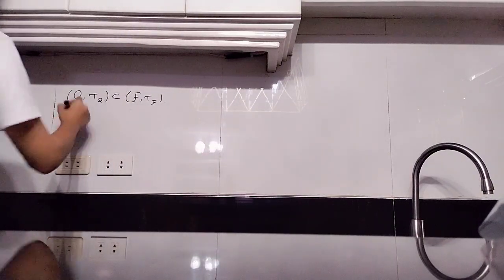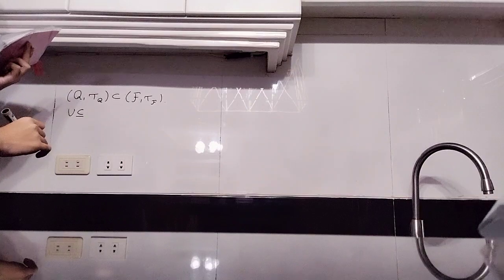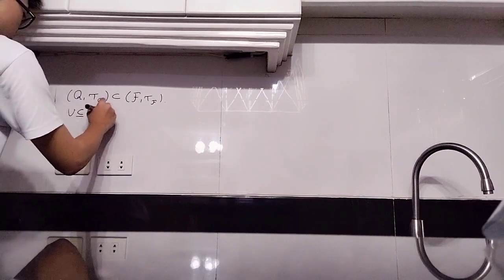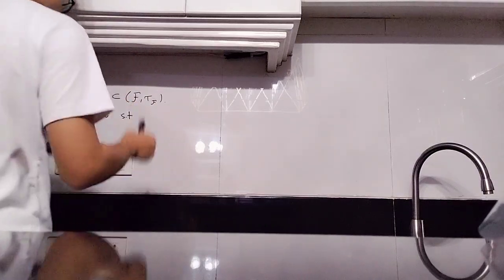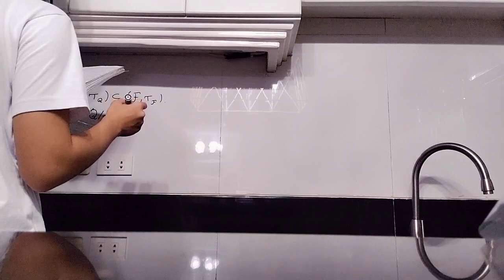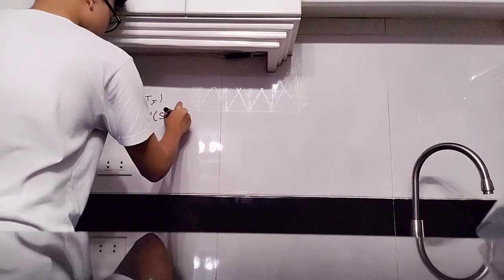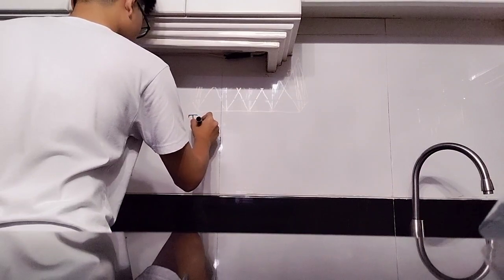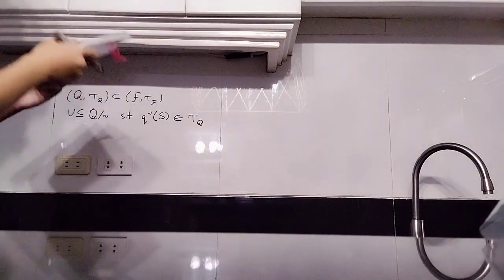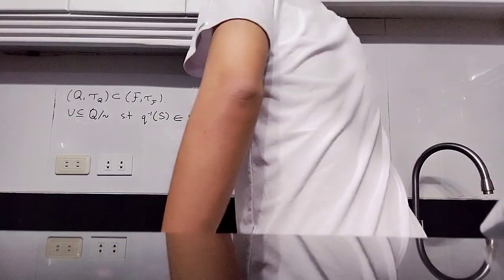Let the family U inside Q mod the equivalence relation be such that q to the minus 1 of big S is open inside the topology of Q, and be the topology, or the basis of the topology.